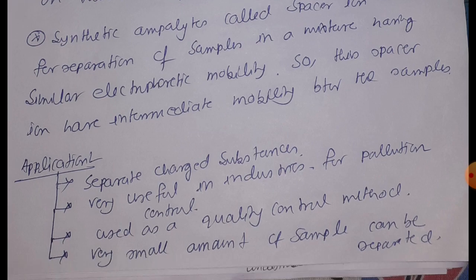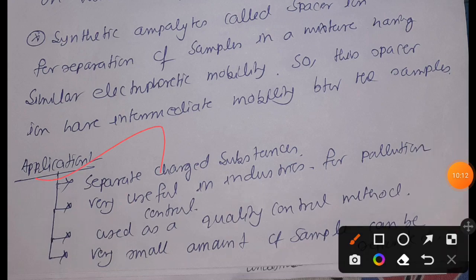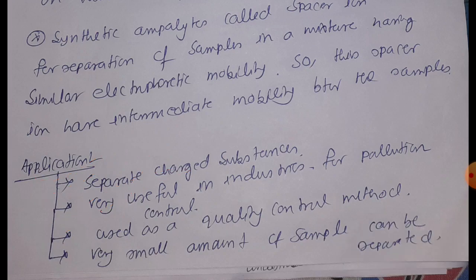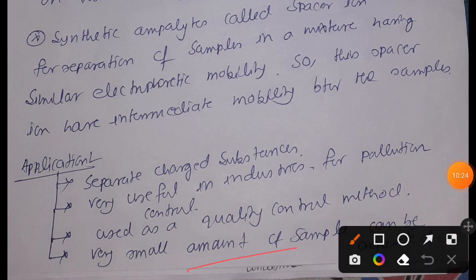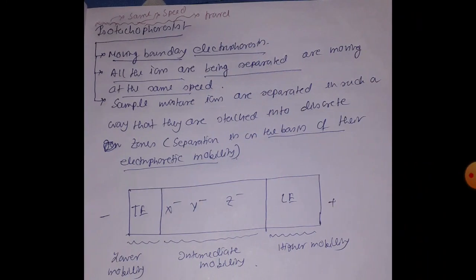Okay, so now applications: separation of charged substances can be done, very useful in industries for pollution control, used as quality control, and a very small amount of sample can be separated. Okay, so as you can see, we are using spacer ion for separating a small amount of sample, used as a quality control method, used as a pollution control method, and to separate charged substances. Okay, so that is the concept of isoelectric focusing. Sorry, not isoelectric focusing.